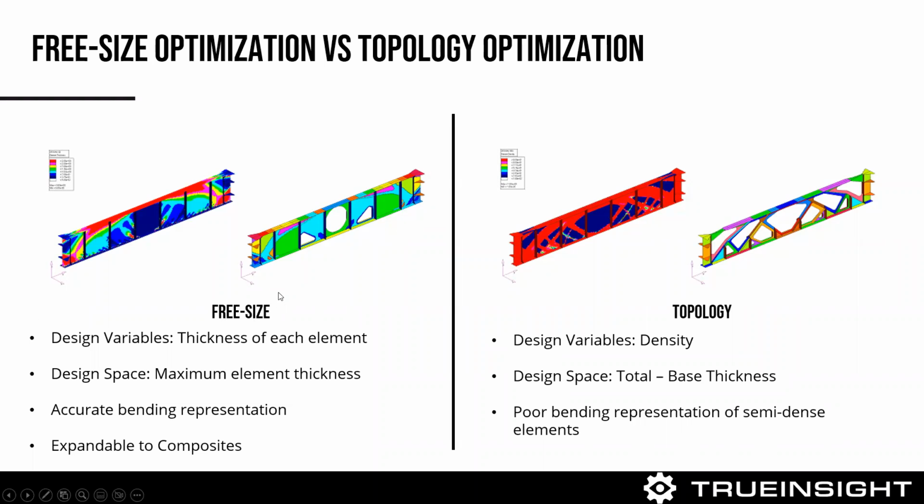Free size, like I said, becomes very useful in composites. For the most part, these are the two most common optimizations I see customers do. I'm going to show another one, shape optimization, which I'd say is also pretty common, but these tend to be the most common. And free size tends to be advantageous for composites.